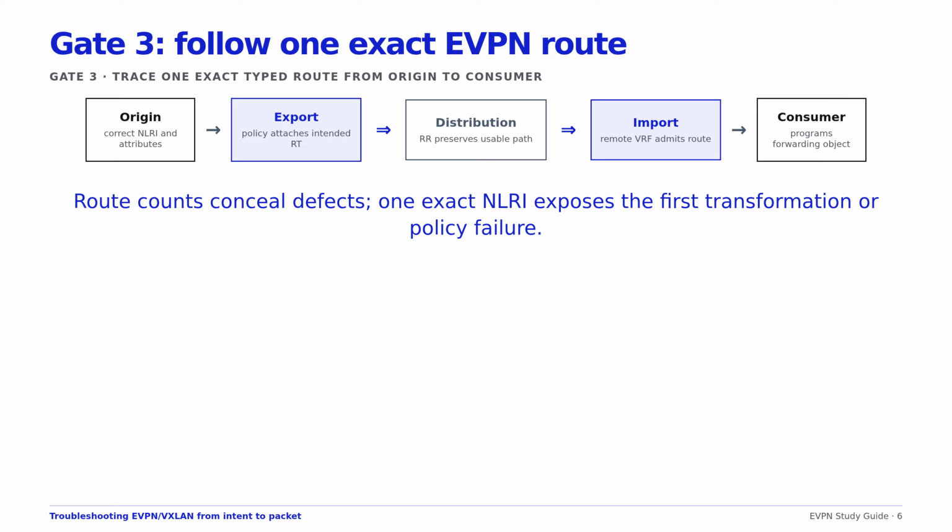Trace origin, reflection, receipt, import, and selection. A route count cannot reveal a wrong RT or stale mobility sequence. If received but not imported, policy owns the failure. If imported but not selected, explain the competing path.